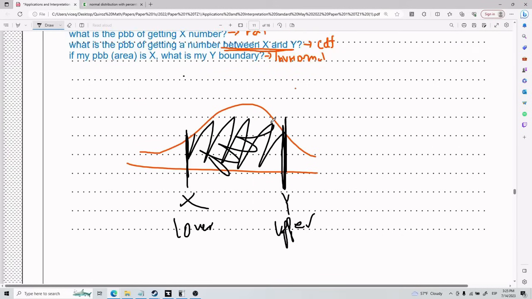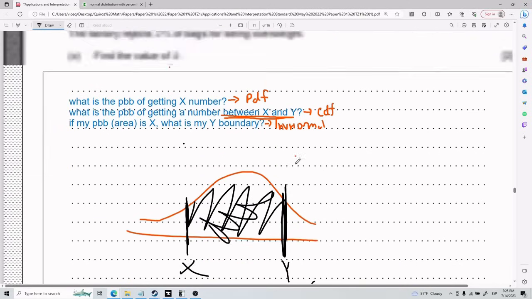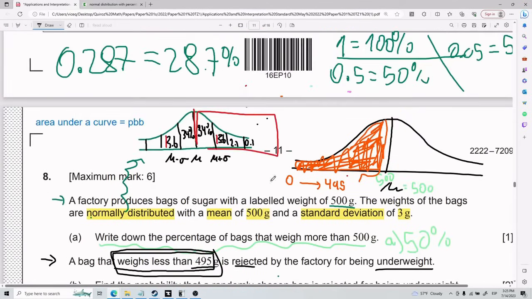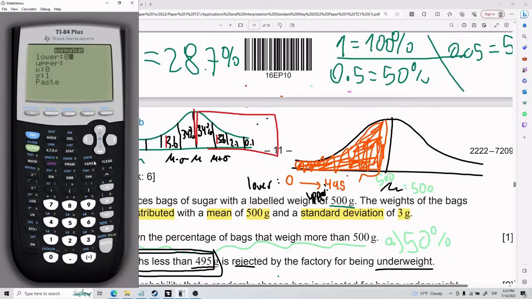That is actually what we're going to use for part B. So for part B, what is my lower? Since we're looking for bags that get rejected, bags that get rejected weigh less than 495. So my lower is going to be 0, and my upper is going to be 495. My mean is 500, my standard deviation is 3.